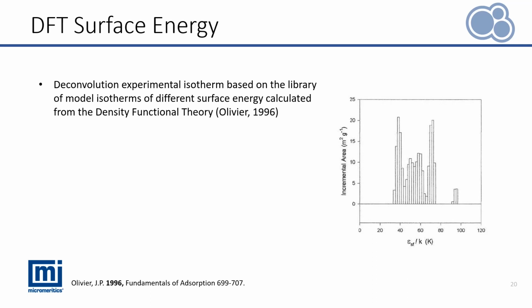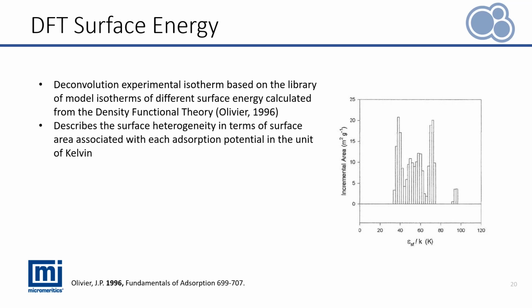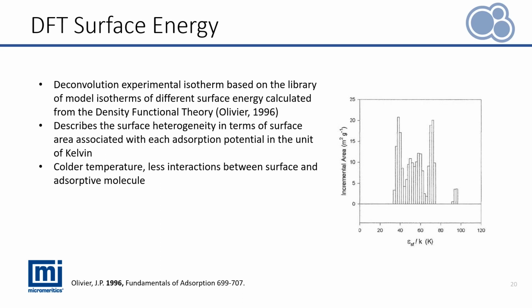On the right is an example of a DFT surface energy distribution of a silica alumina sample. The incremental surface area is plotted against the adsorptive potential in units of Kelvin, which is the surface energy divided by Boltzmann's constant. This method describes the surface heterogeneity in terms of surface area associated with each adsorption potential in units of Kelvin. The colder the temperature, the less interaction there is between the surface and the adsorptive molecules. And of course, the warmer the temperature, the more interaction.